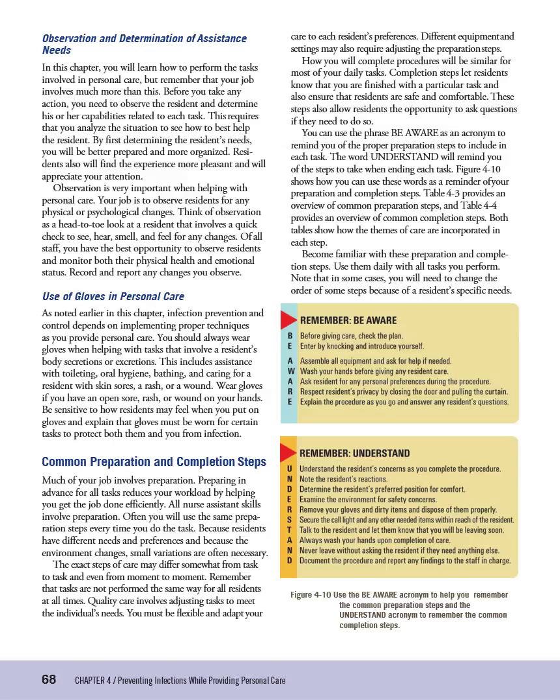Observation and determination of assistance needs. In this chapter, you will learn how to perform the tasks involved in personal care, but remember that your job involves much more than this. Before you take any action, you need to observe the resident and determine his or her capabilities related to each task. This requires that you analyze the situation to see how best to help the resident. By first determining the resident's needs, you will be better prepared and more organized. Residents also will find the experience more pleasant and will appreciate your attention.